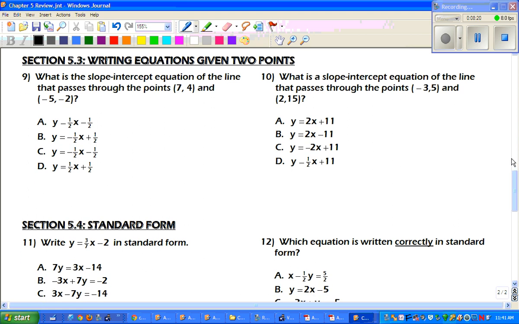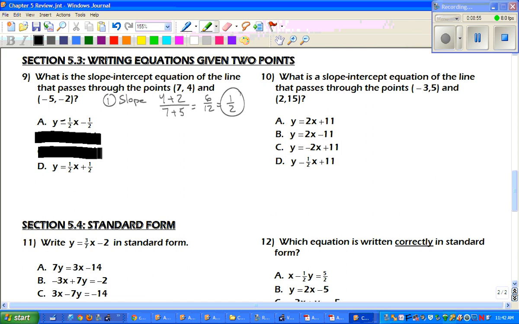So writing equations given 2 points. The first thing that we have to do with these is find the slope. So that's 4 minus -2 over 7 minus -5, which gives us 6 over 12, which reduces to 1/2. So let's see, that's supposed to be an equal sign. So this is -1/2, so that's wrong, and that's wrong.